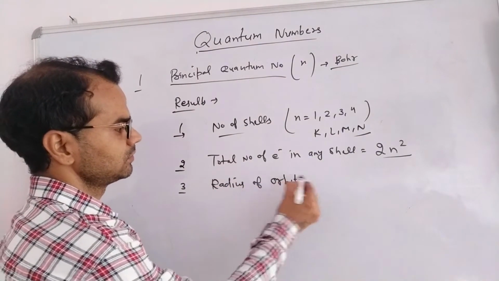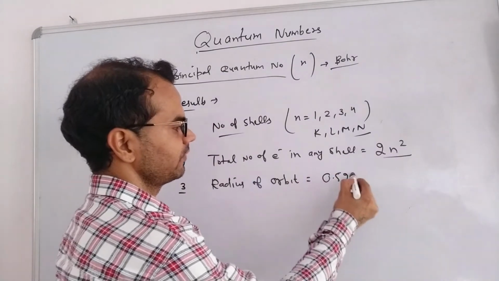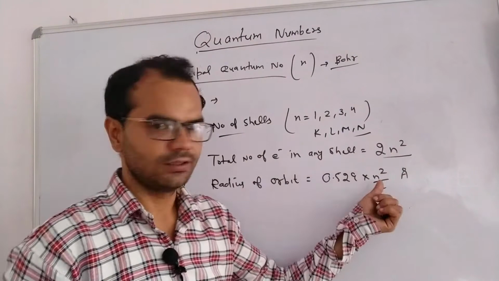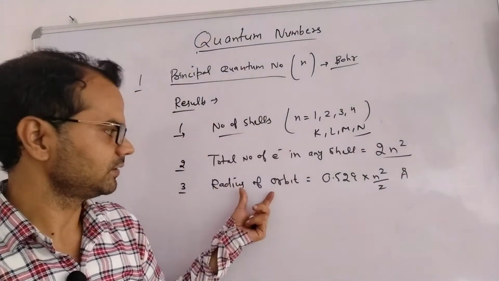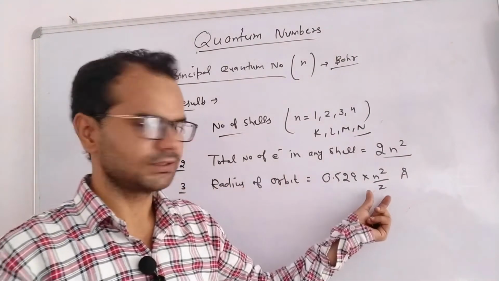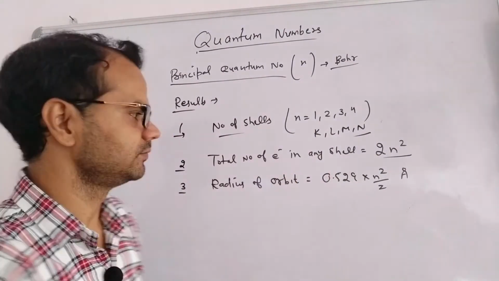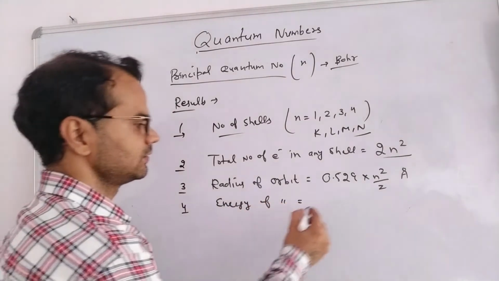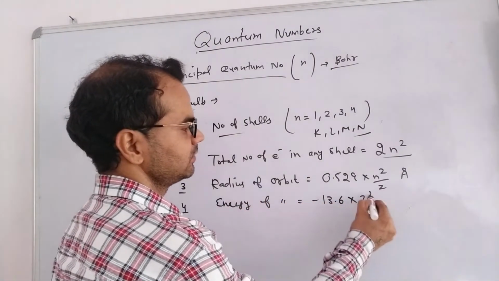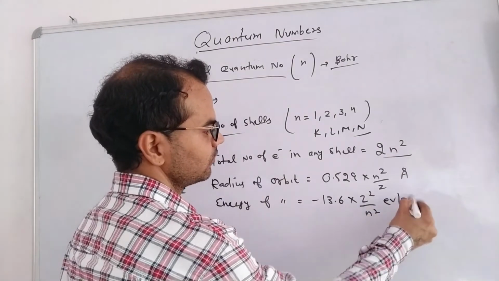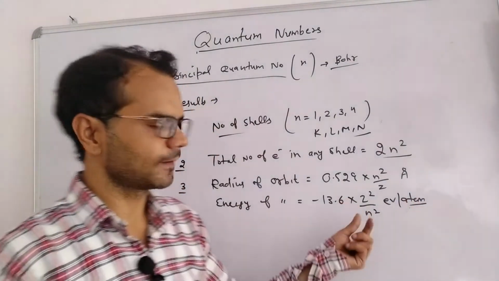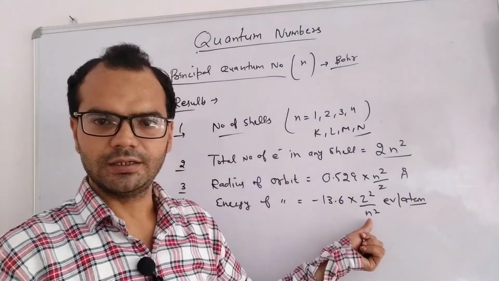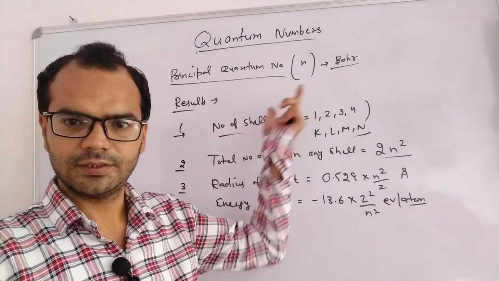Third, radius of orbit, and we have the formula 0.529 into n square by Z angstrom. So by putting the value of n, we can find out the radius of the orbit. Z represents the atomic number of the atom. For energy of orbit, it is minus 13.6 into Z square by n square electron volt per atom. Here we can see again, to find the energy we need n, and n is the principal quantum number.